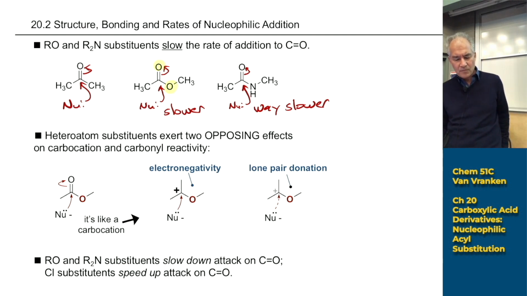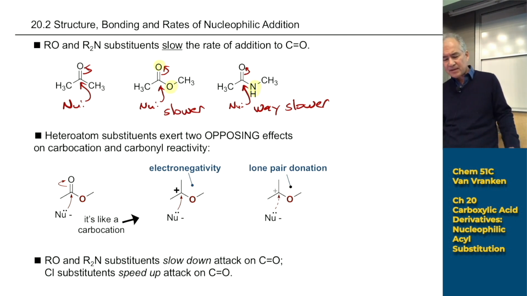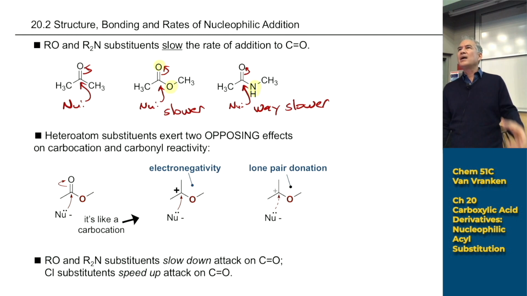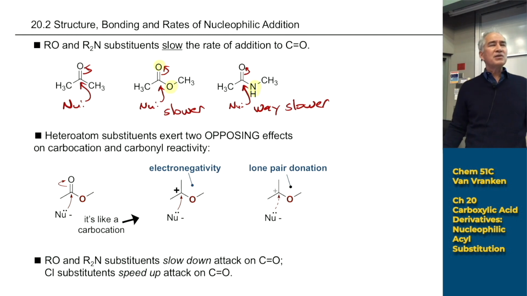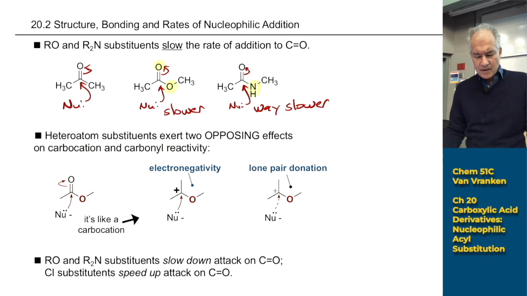Okay, so let's talk about why this oxygen of an ester or this nitrogen of an amide slows down the addition to the carbonyl group. This is going to be challenging to understand. We always try to go back to simple principles like electronegativity, bond length, donation, and resonance to explain things. And we're going to be able to explain this using two effects.